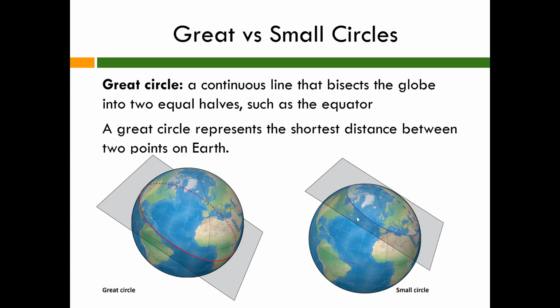But this one is not a great circle. You can see one part is smaller than the other. It's not fair, so that is your small circle. So why does this matter? Because when you travel over the Earth's surface, a great circle actually represents the shortest distance between two points on the Earth, geometrically.